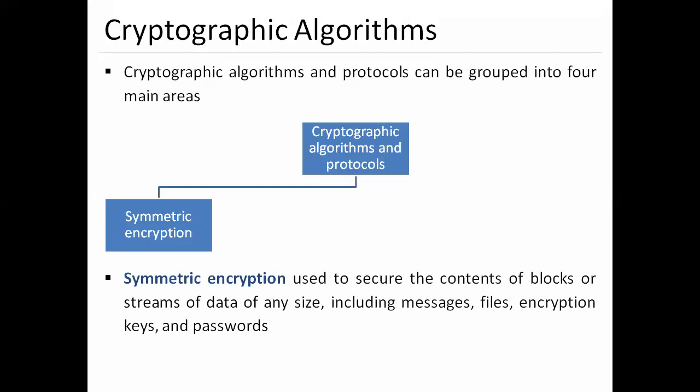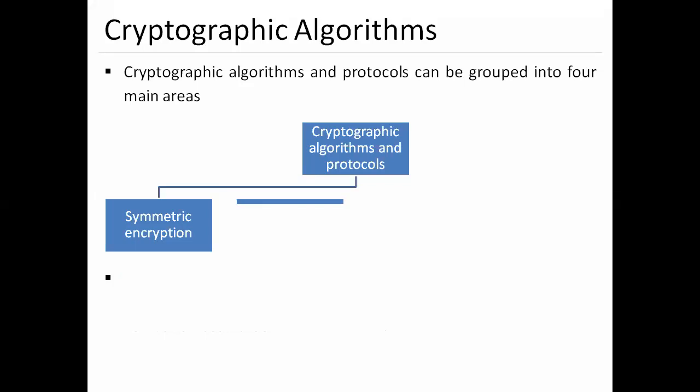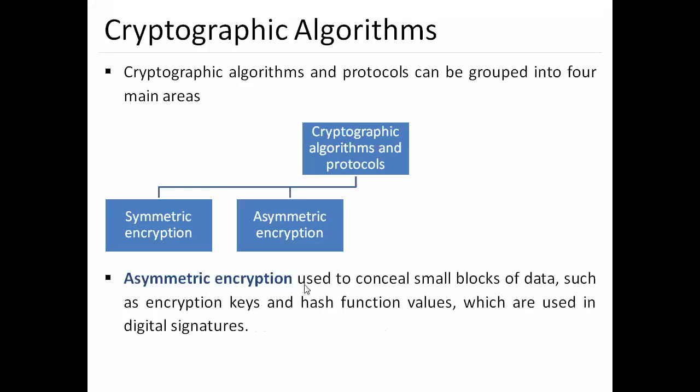Symmetric encryption is used to secure the content of blocks or streams of data of any size, including messages, files, encryption keys, and passwords. Here in symmetric encryption, both sender and receiver share a similar key. Asymmetric encryption is used to conceal small blocks of data such as encryption keys and hash function values, which are used in digital signatures.